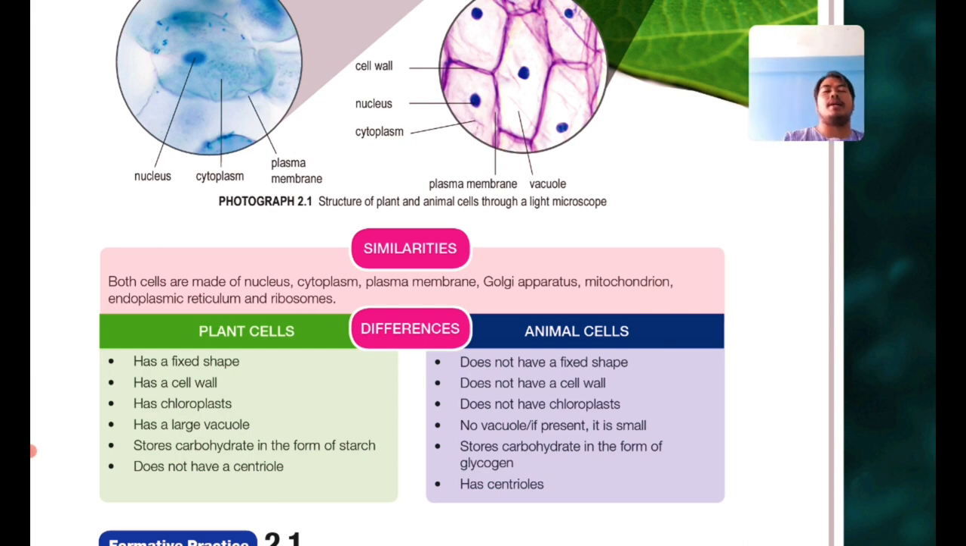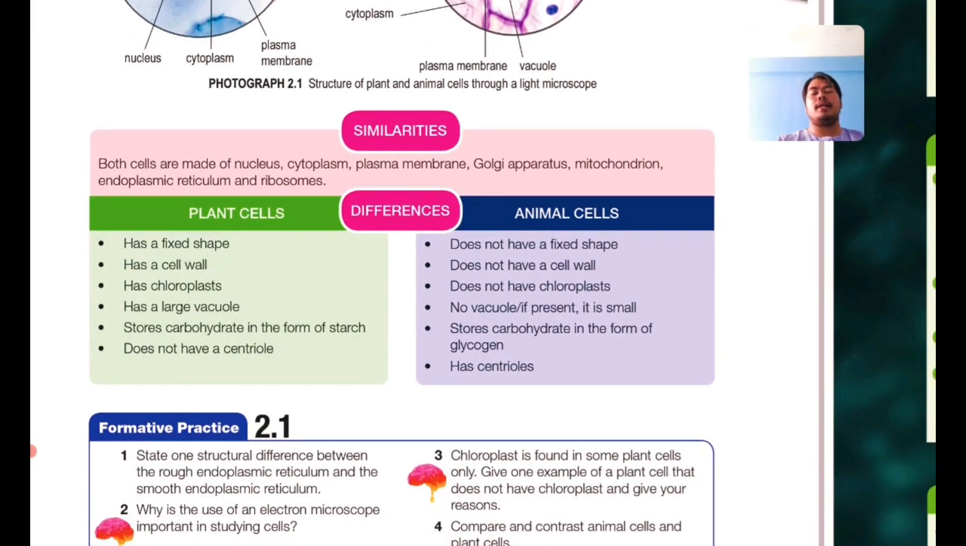The differences between plant cells and animal cells: plant cells have a fixed shape, animal cells do not have a fixed shape. Plant cells have a cell wall, animal cells don't. Plant cells have chloroplasts, animal cells don't. Plant cells have a large vacuole, while animal cells have no vacuole, or if present, it is very small, not big like in the plant cell. Plant cells store carbohydrate in the form of starch, and animal cells store carbohydrate in the form of glycogen. Animal cells have centrioles, whereas plant cells don't. That is the difference and similarities between plant cells and animal cells.